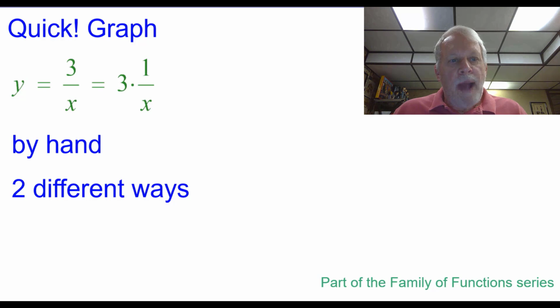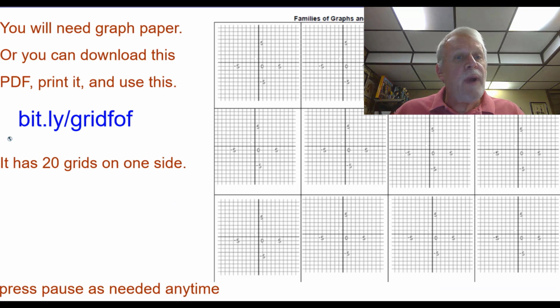Quick, graph y equals 3 over x, which also could be written as 3 times 1 over x, by hand, two different ways. This is part of the family of functions series. You will need graph paper, or you can download this PDF and print it. Press pause as needed anytime.